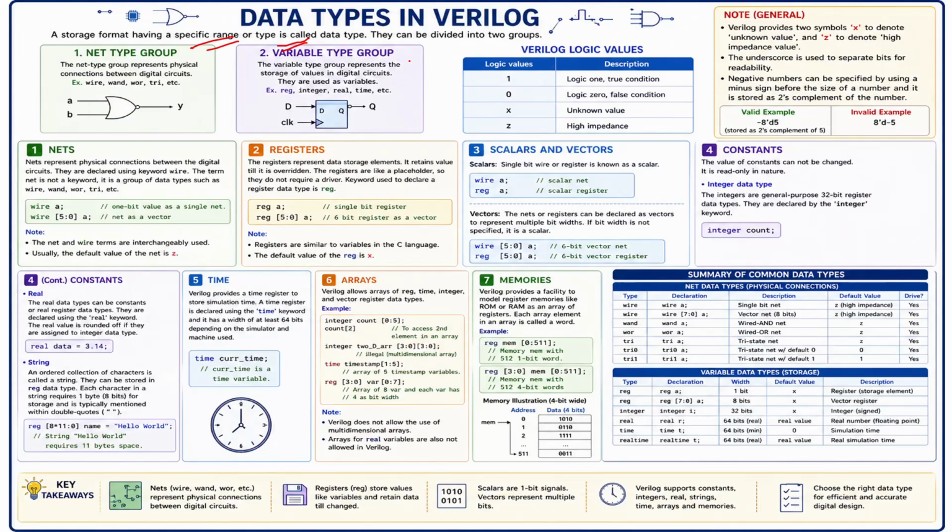So this can be divided into two types, the first being net type. Net type is a physical connection. Suppose there is one OR gate and another AND gate, and these two are connected to another OR gate. From this place to this place we are using some wires. Here a wire is used, and here a wire is used. So a wire is a physical connection.